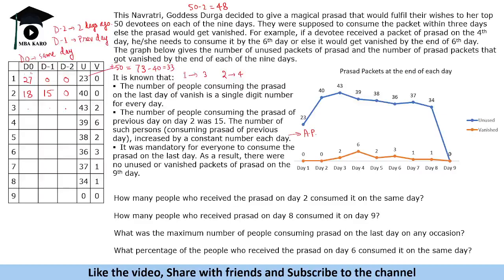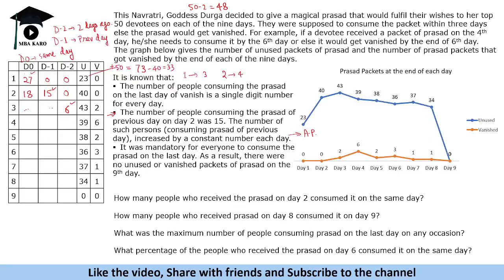48 eaten, 27 here, 15 here, 42. So this number will come as 6. So 48 packets were eaten. So 2 were not eaten. So they got vanished. Now we will have to find these two numbers. These two numbers can be found using this hint.